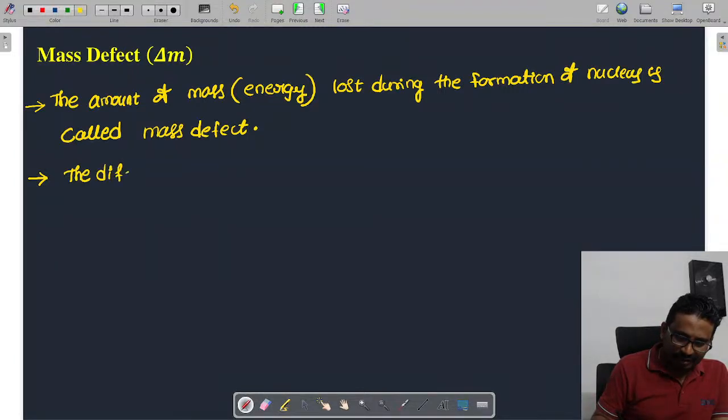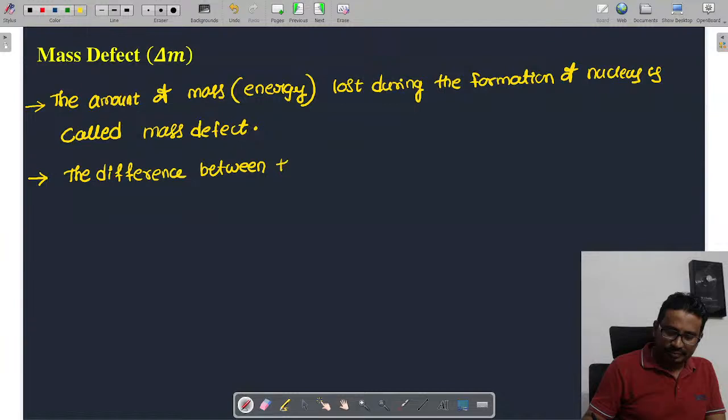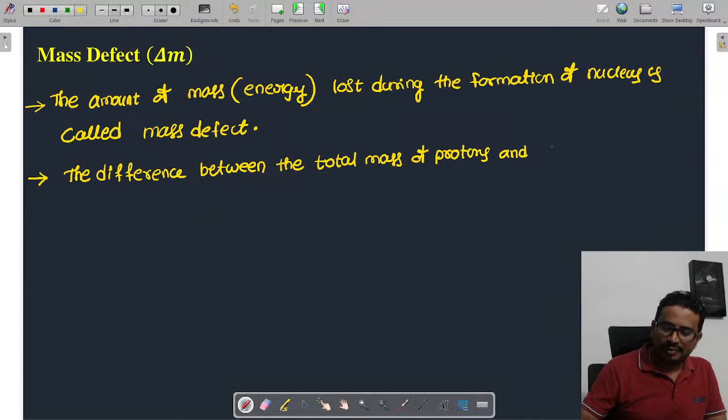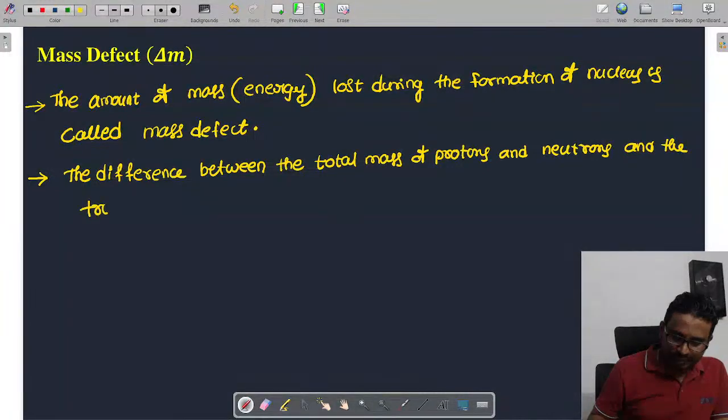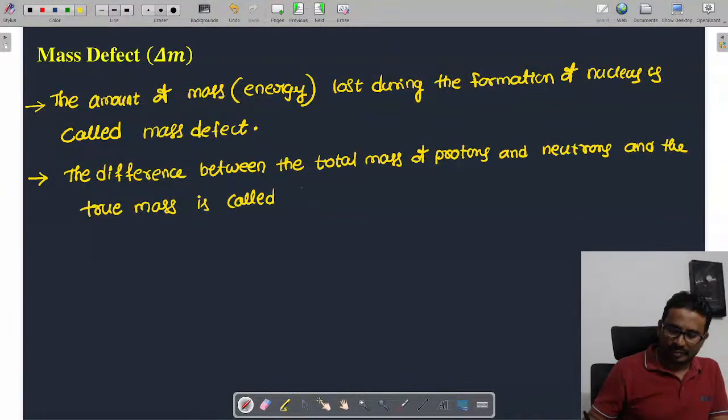The difference between the total mass of protons and neutrons and the true mass, note down, true mass is called mass defect.